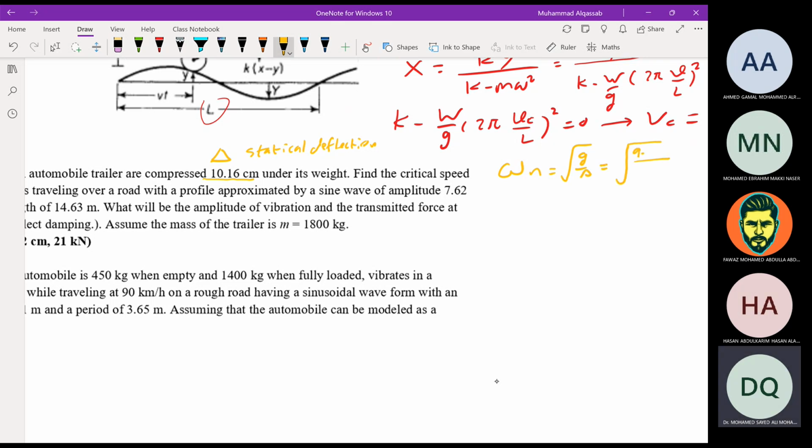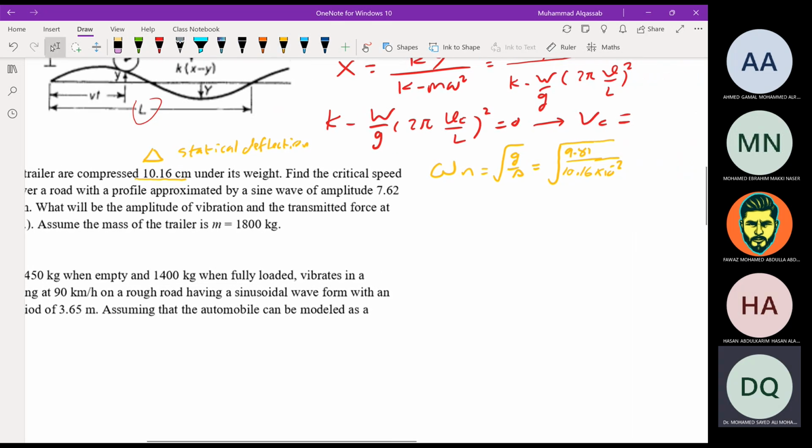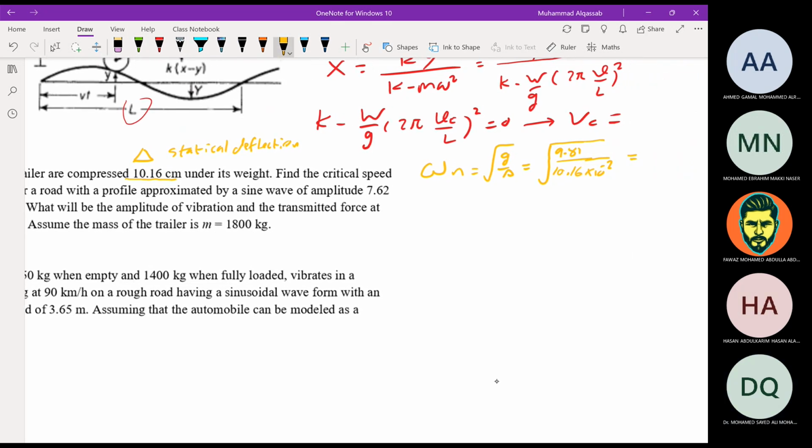So this would be 9.81 meter per second squared divided by delta, which is 10.16 times 10 to the power minus 2. Always make units consistent. So this will give you radian per second. So we can use the statical deflection to find the natural frequency.